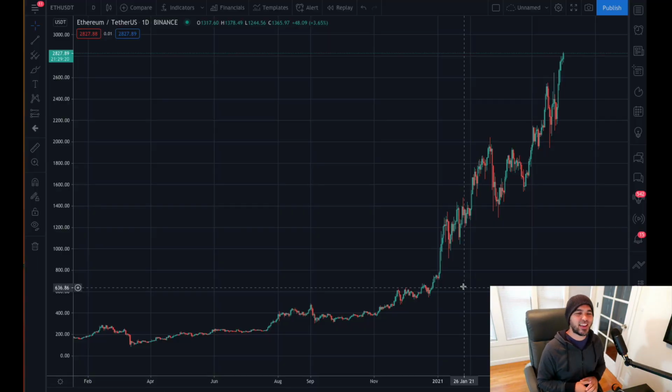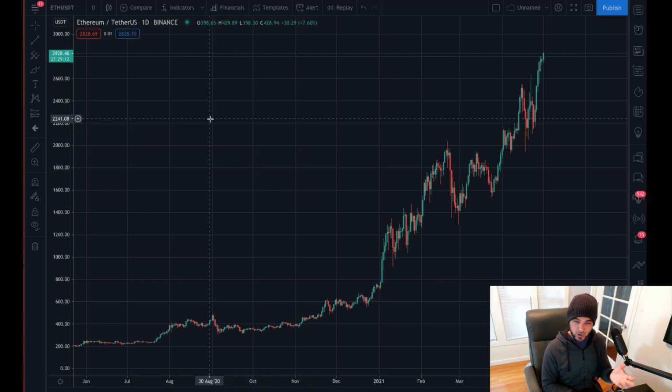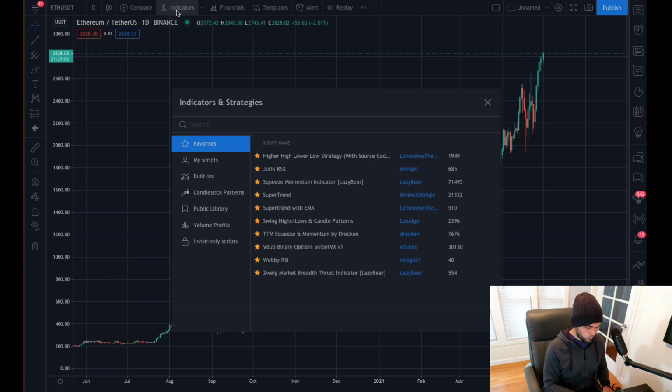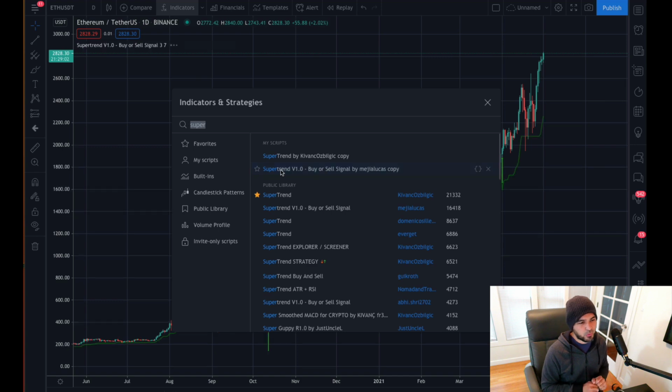Didn't forget about you. I'm going to continue the discussion today on the Supertrend indicator, and what I have here on my screen is a chart of Ethereum, and this is on TradingView. Just as a quick recap of where we are, I'm going to pull up the Supertrend indicator here. And I'm going to get this one called Supertrend V 1.0.